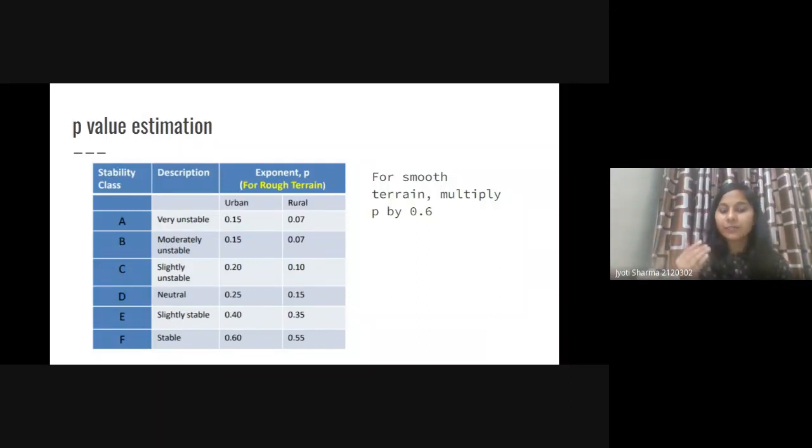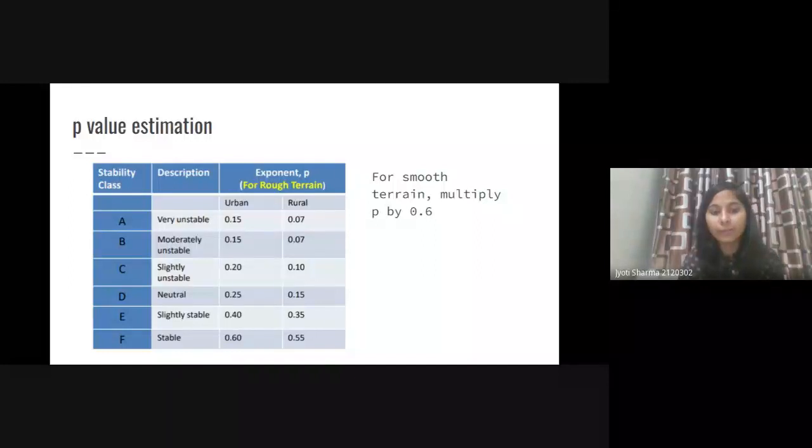And likewise, if your stability class is B, then it will be moderately unstable, and the value will be 0.15, and for rural area this will be 0.07. So the P value is dependent on your atmospheric stability, and if we are talking about rough terrain, then the P value for smooth terrain will be multiplied by 0.6, and you will get the value of P. So if you know about the atmospheric stability, then you will also know the value of P.